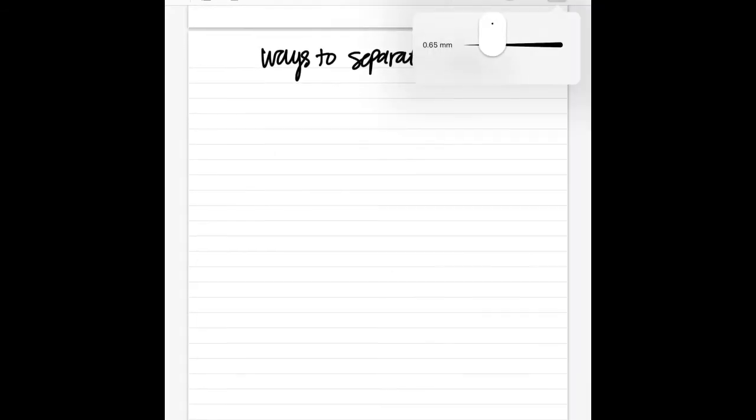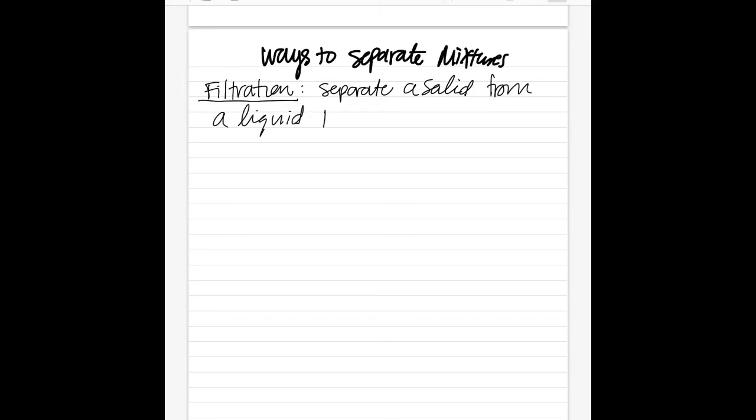So the first way I want to talk about is called filtration. Okay, so that is a way to separate a solid from a liquid through a porous barrier.